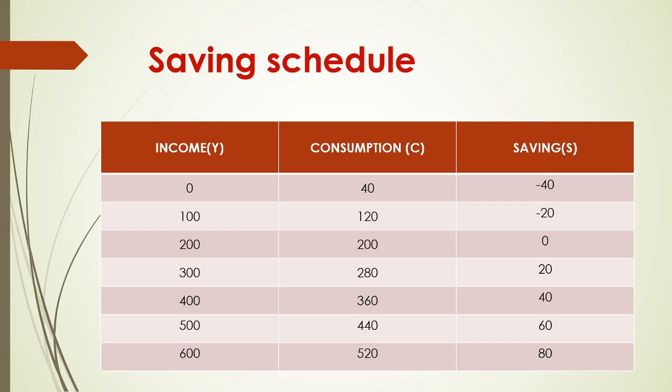In our last class we have drawn the saving curve with the help of this saving schedule. The first column contains income, the second column contains consumption, and saving is obtained by subtracting consumption from income. When income is 0, consumption is 40, so saving will be minus 40. Likewise, when income is 100, consumption is 120, saving is minus 20. When income is 200, consumption is also 200, so saving is 0. Likewise, we have obtained the saving schedule, and with its help we have drawn the saving curve.